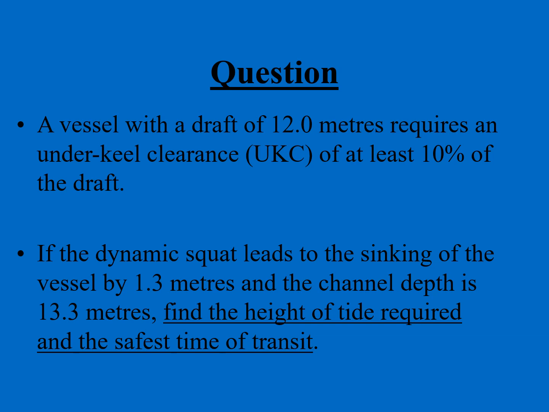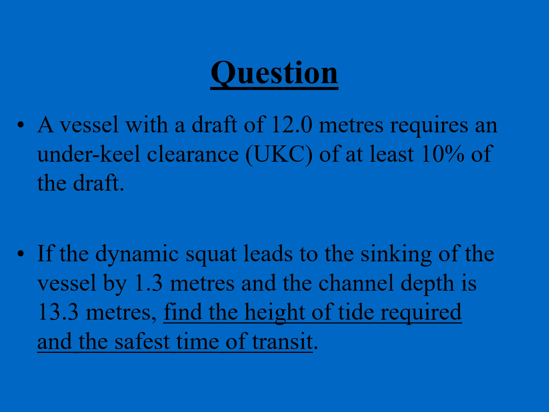The vessel requires an underkeel clearance or UKC of at least 10% of the draft. So that means when the vessel departs, it wants a clearance from its keel, that is from the bottom of the ship to the seabed, of at least 10% of the draft. 10% of the draft is 10% of 12 meters in this case, which is 1.2 meters.